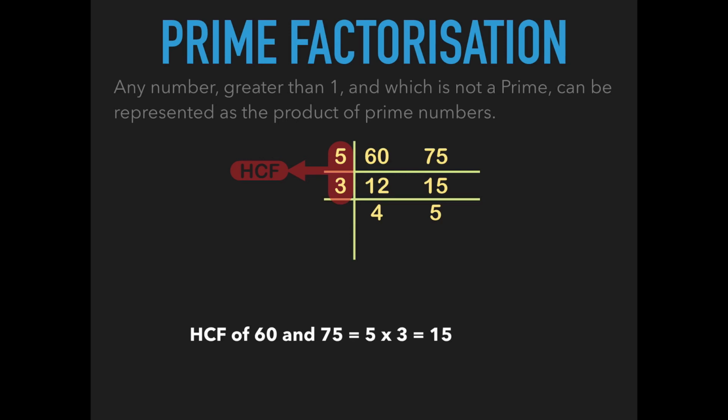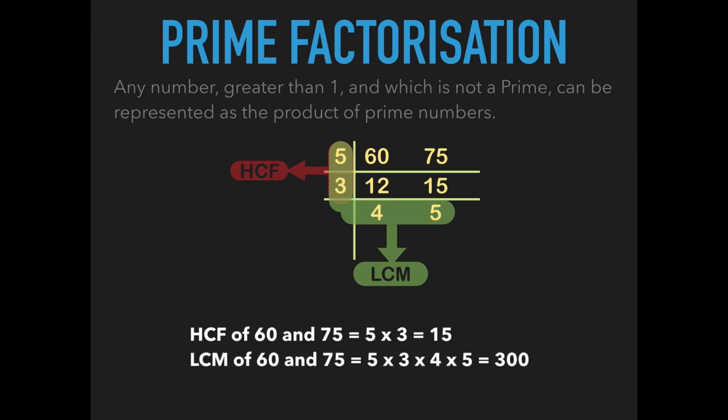And the product of these two common numbers along with the remaining factors, that is 4 and 5, will give the LCM of the given two numbers. So LCM of 60 and 75 is 5 multiplied by 3 multiplied by 4 multiplied by 5, that is 300.